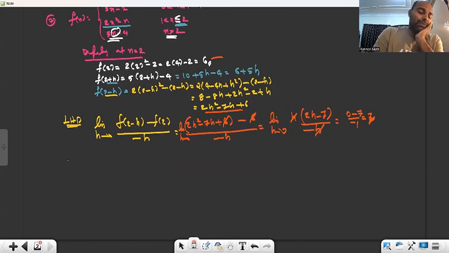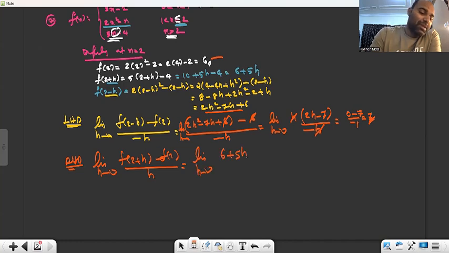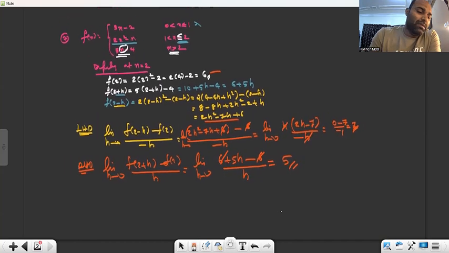What about RHD? RHD, limit h tending to 0, f of 2 plus h minus f of 2 by h. This is actually used in 11th standard for finding first principle. F of 2 plus h we already found: 6 plus 5h minus 6 divided by h. 6 cancel, you got 5. It is not coinciding.